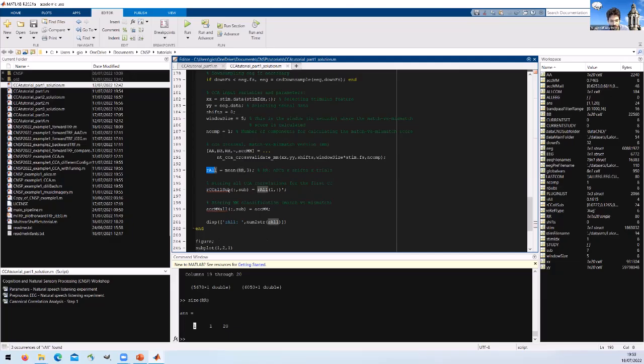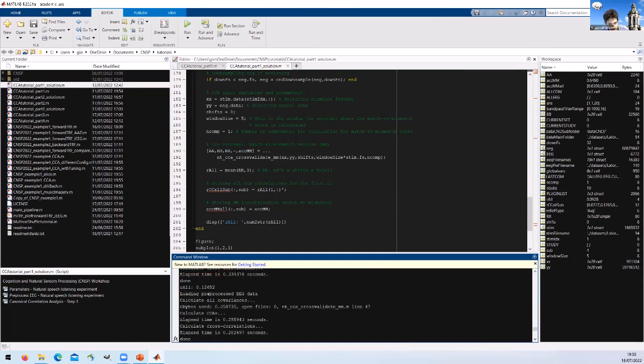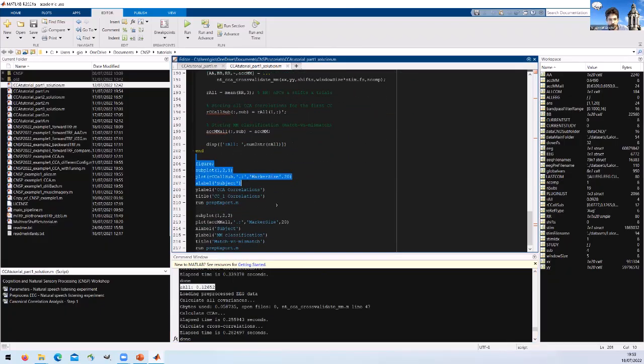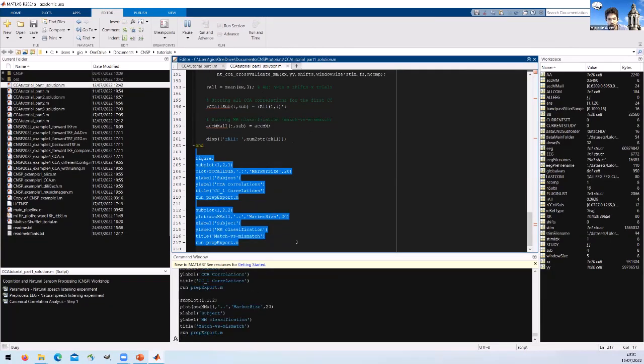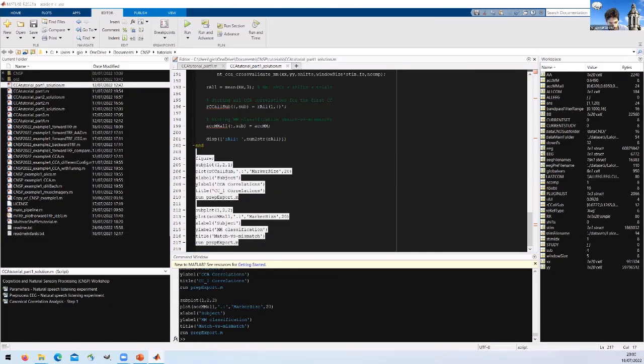That's the linear algebra. So if you run it, you're going to get, this is already CCA, and there is a lot of text, but what you have to focus on really is this R-all, which is your output, the correlation between the first component for stimulus and the EEG. And if you plot this, you will get exactly what I had in the slide earlier on.